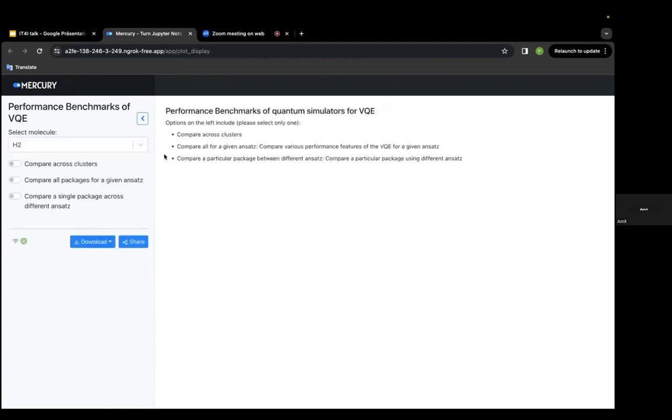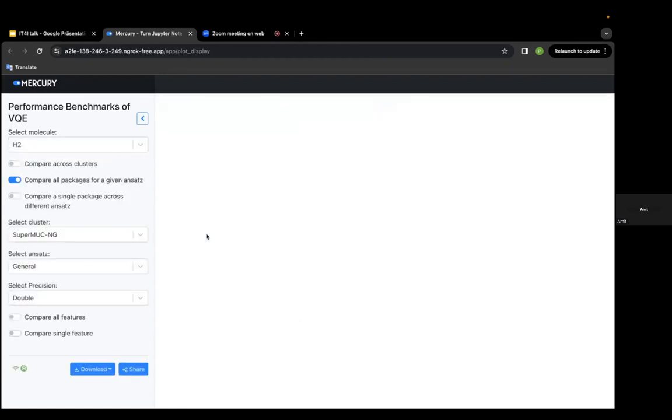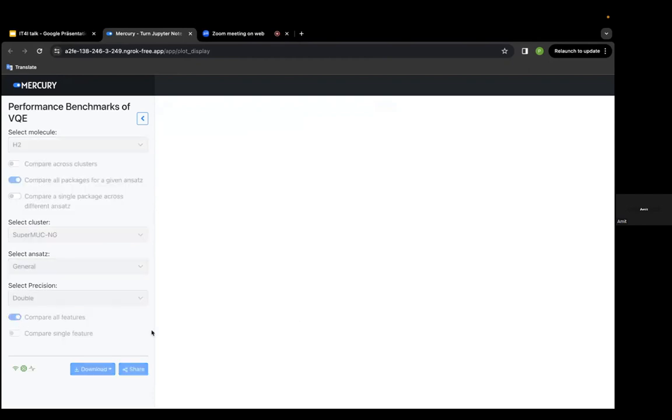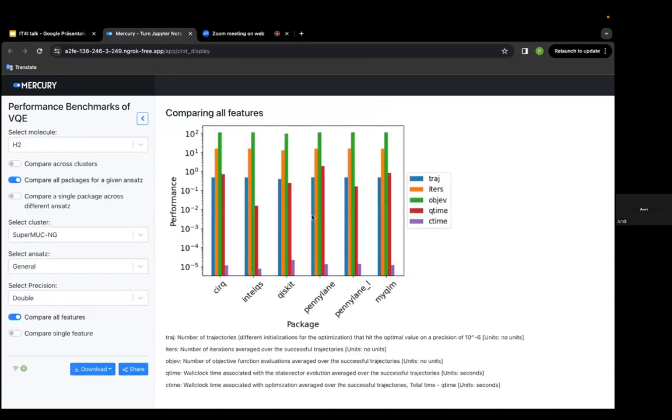This is run on the cluster at LRZ. We have accumulated the results into such a display using the Mercury app, which is open source. Here we have compared six packages, but we could do many others as well, because the container image that we are developing has many other packages in it.